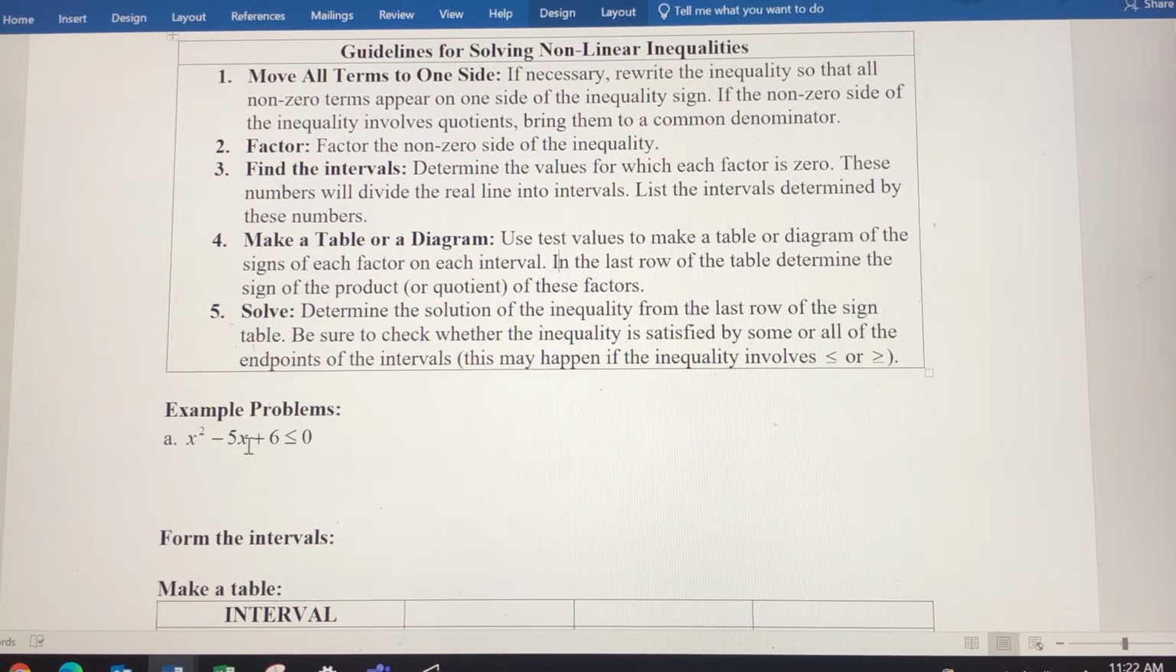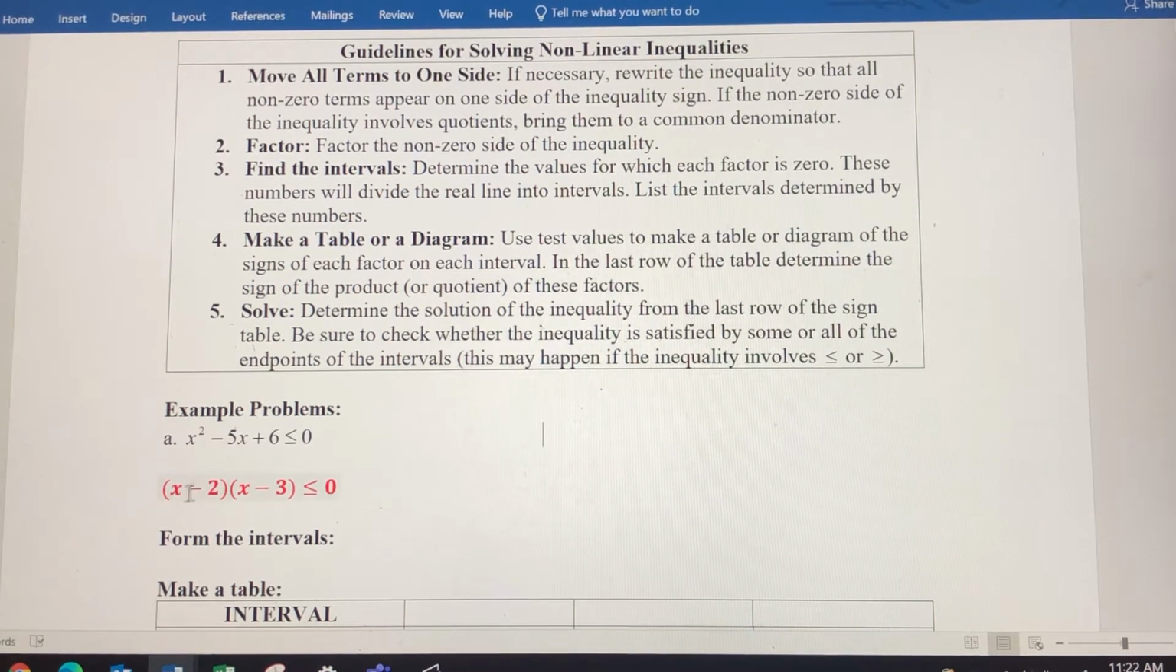We can factor this. If you can't factor this, you can still use the quadratic formula to find the zeros that will help you determine your intervals. If you could use the square root method, you could do that to find the zeros that will establish our intervals. But here we can factor, so let's go ahead and do that, okay? So x squared minus 5x plus 6 can be factored as (x minus 2)(x minus 3), okay?